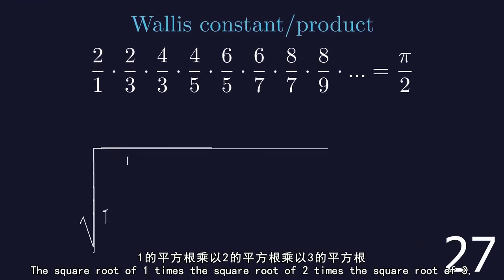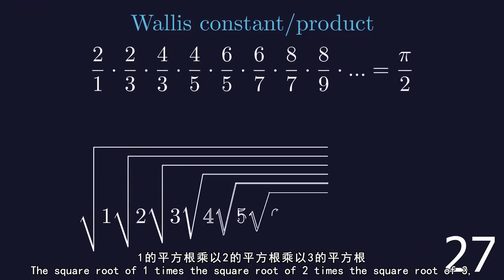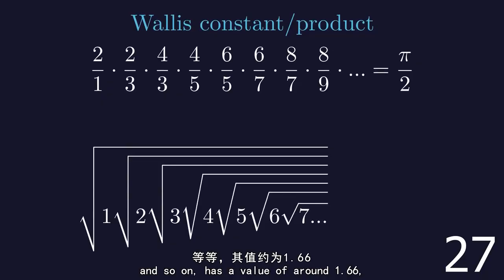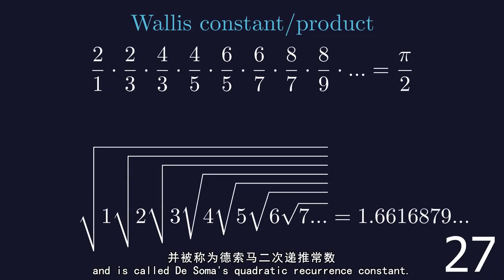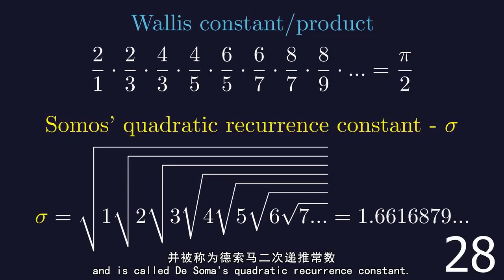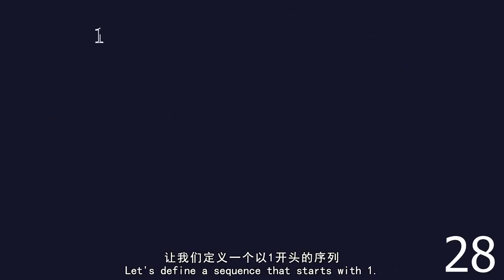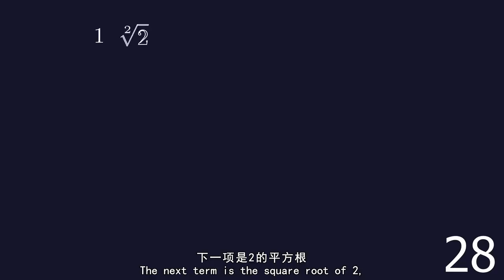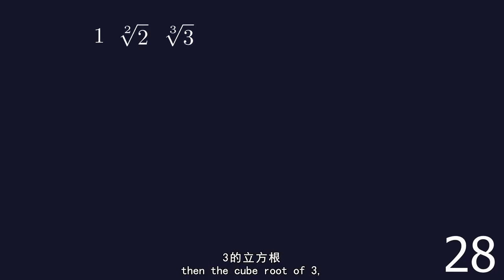The square root of 1 times the square root of 2 times the square root of 3, and so on, has a value of around 1.66 and is called Somos's quadratic recurrence constant. Let's define a sequence that starts with 1. The next term is the square root of 2, then the cube root of 3, and so on.